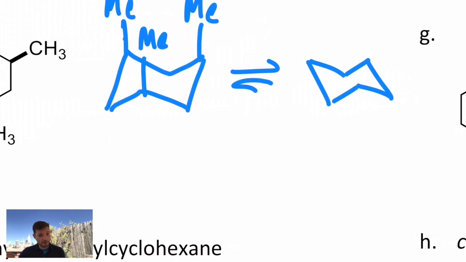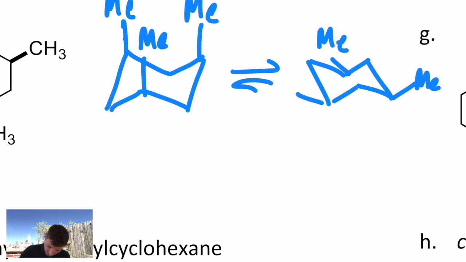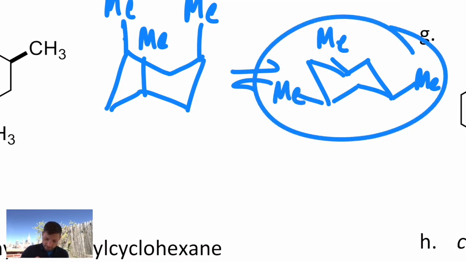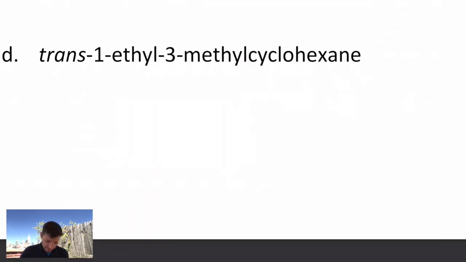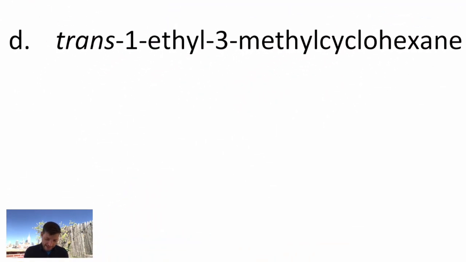That would give me 3 that are all equatorial. Up, equatorial. Up, equatorial. Up, equatorial. Equatorial is for sure preferred. Next one. They give us a name, trans, meaning in opposite directions.